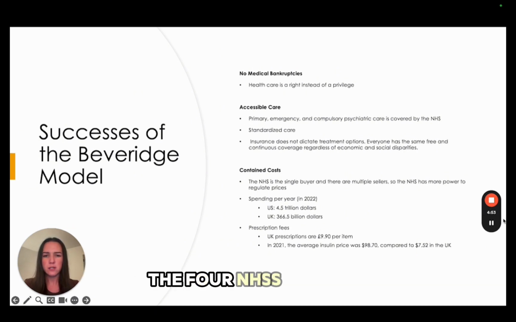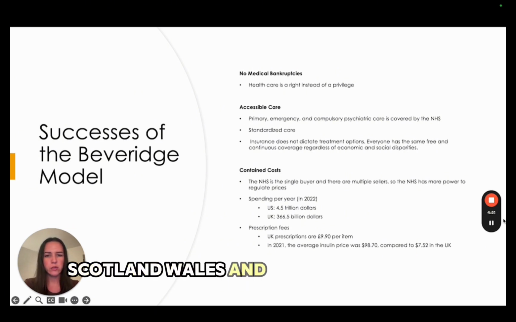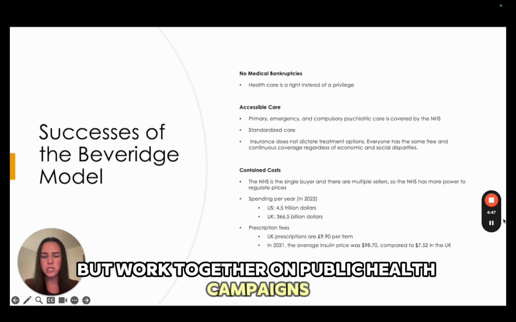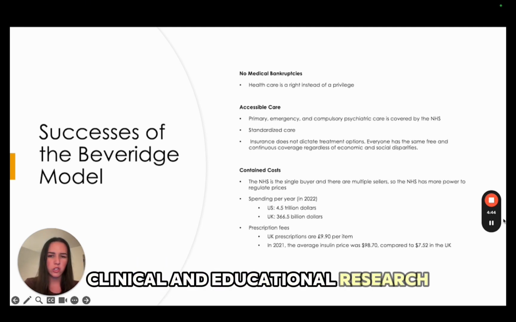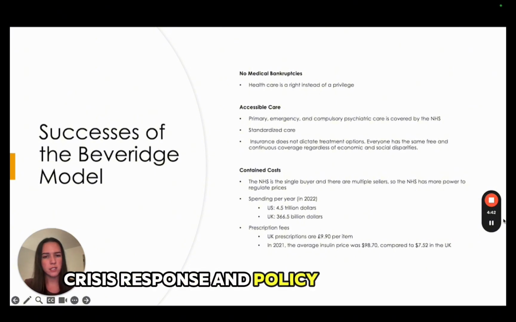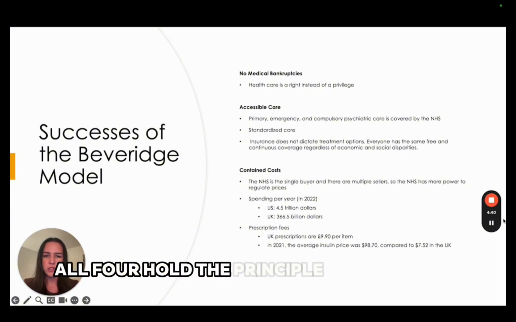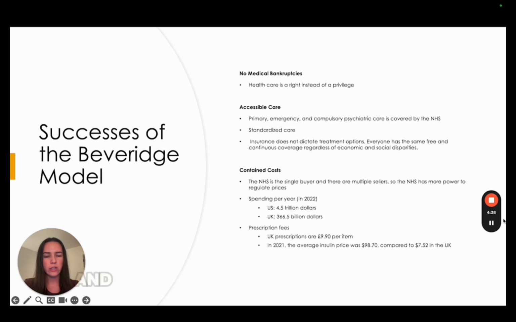The 4 NHSs, England, Scotland, Wales, and Northern Ireland, operate independently but work together on public health campaigns, clinical and educational research, crisis response, and policy development. All 4 hold the principle of single-payer healthcare and share many of the same successes as a model.